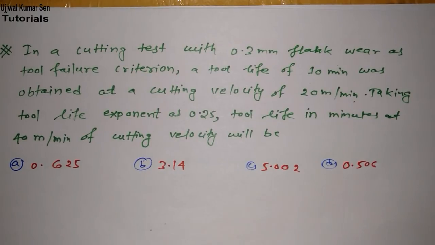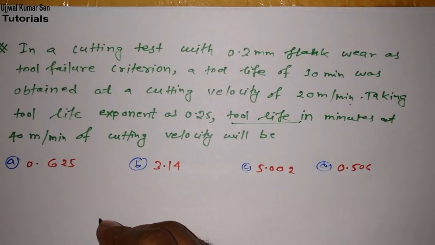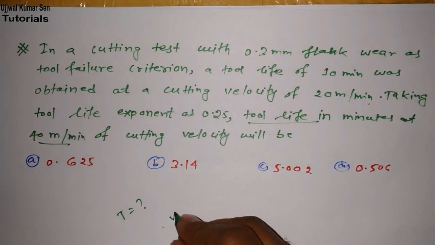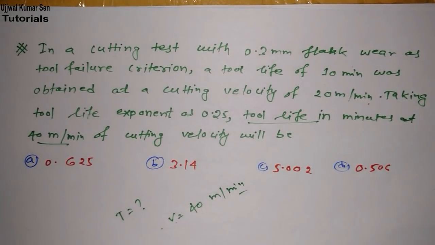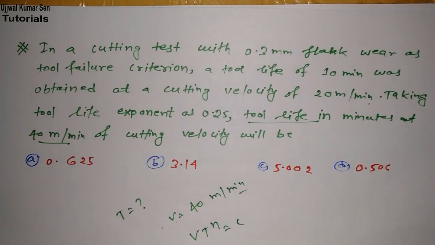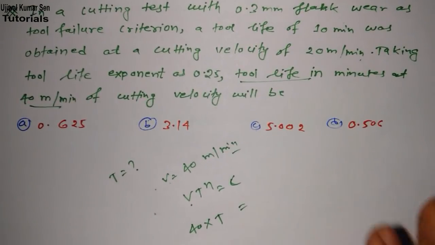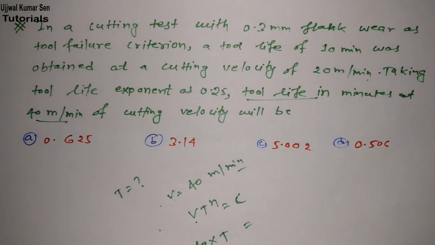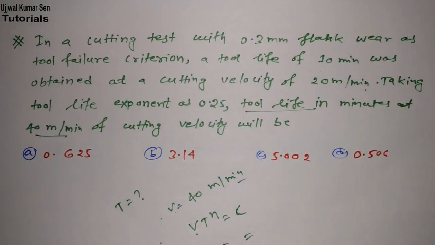The question number three we have right now. I'm not going to read it fully, because I have already shared the important relation which we will use in each and every numerical problem. We have to find out tool life T. We have given V equal to 40 meter per minute. We know that V T to the power n is equal to constant. We have V, that is 40, but we don't know T, which we have to find, and we don't know C. If we can come to know n and C, our job is done. We have to read the question because we require these two values; without them we cannot solve the question.